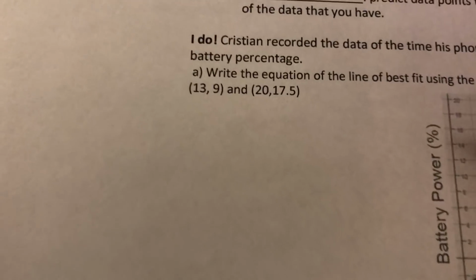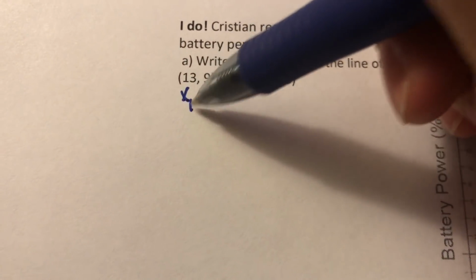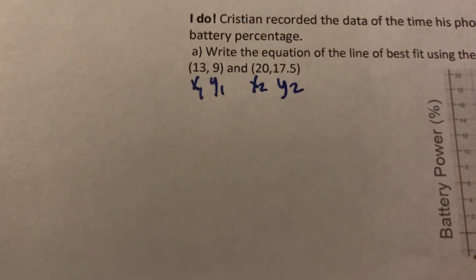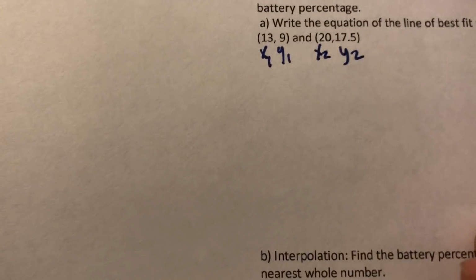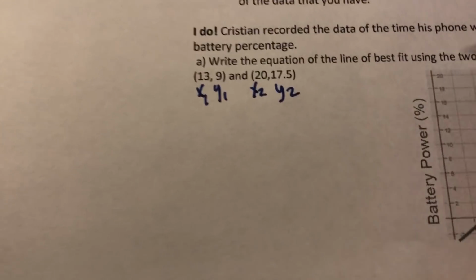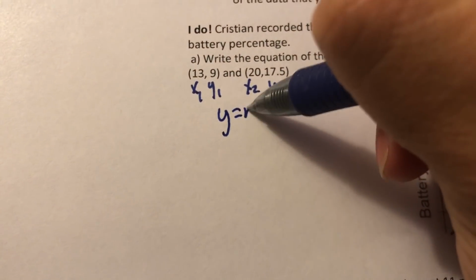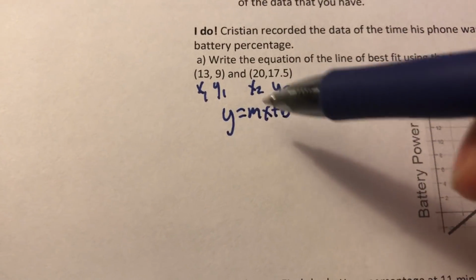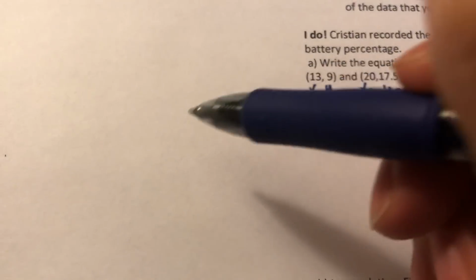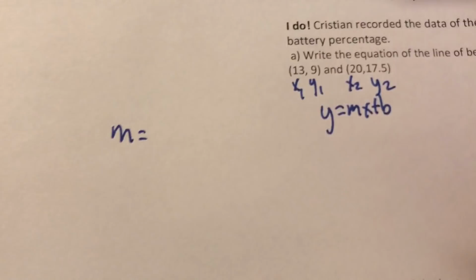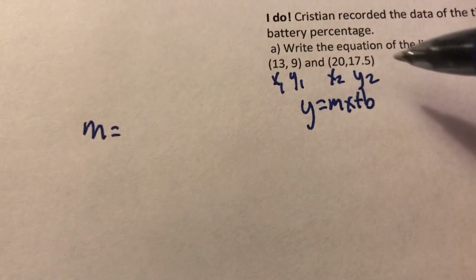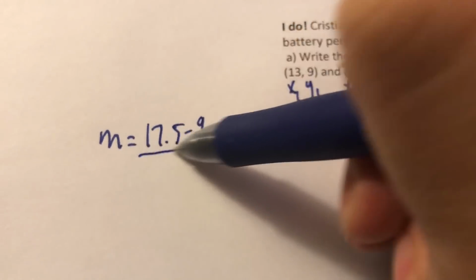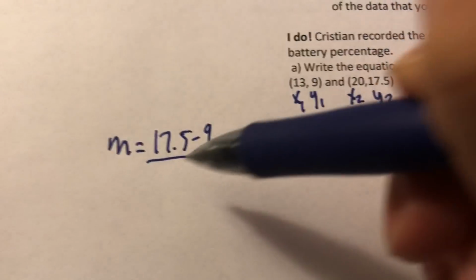Just right off the bat, I like to label it so I don't get confused. So this is x1, y1, x2, y2. And this will take a little bit of work, so I'm going to work on this side. In order to write the equation, we need to write in the format of y equals mx plus b. So coming back, I need to find what m is. M is the slope. So for this problem, the slope m is equal to y2 minus y1, so it's 17.5 minus 9 all over 20 minus 13.